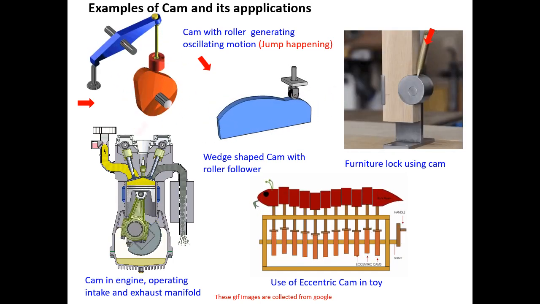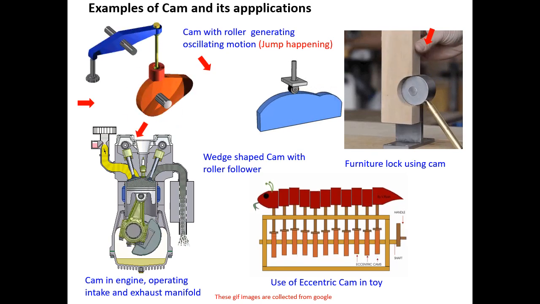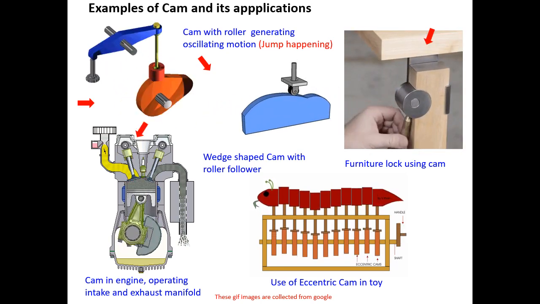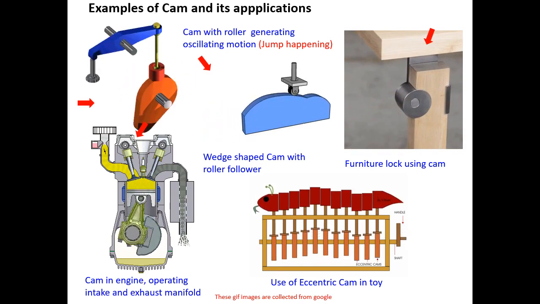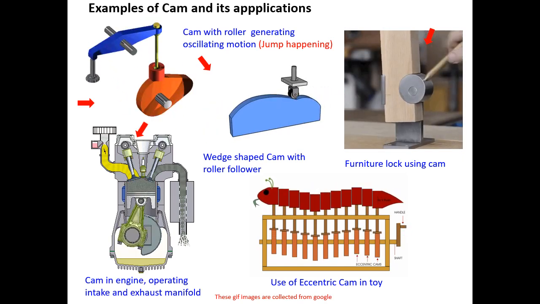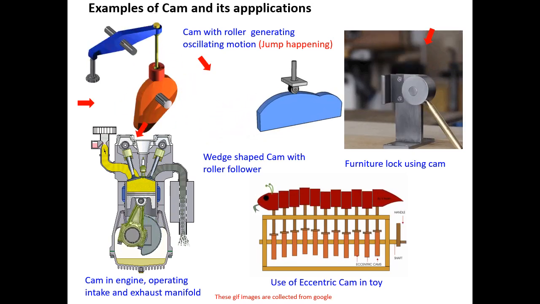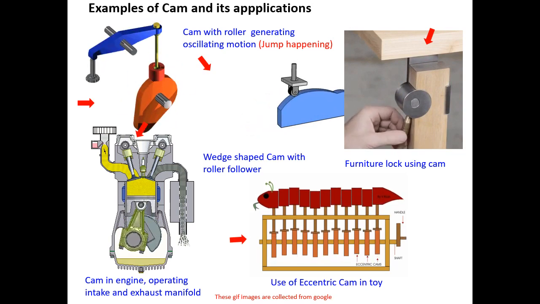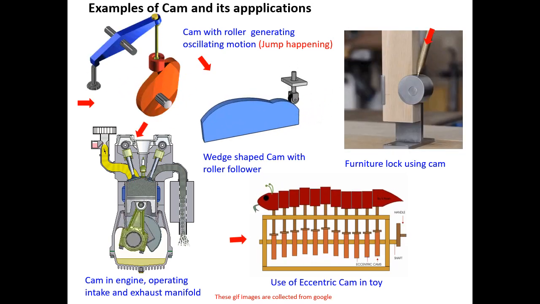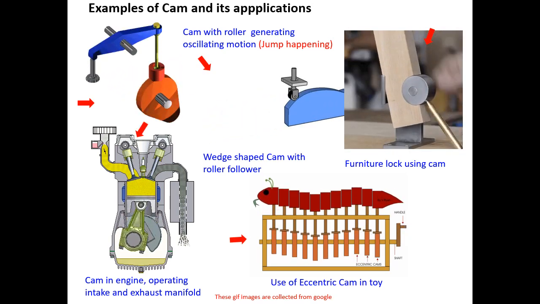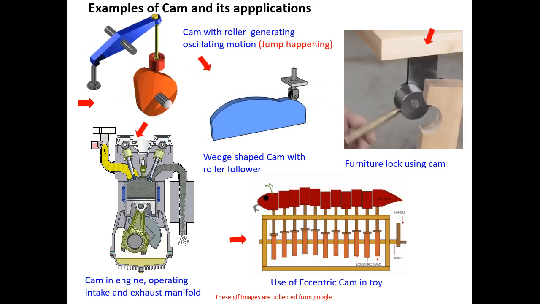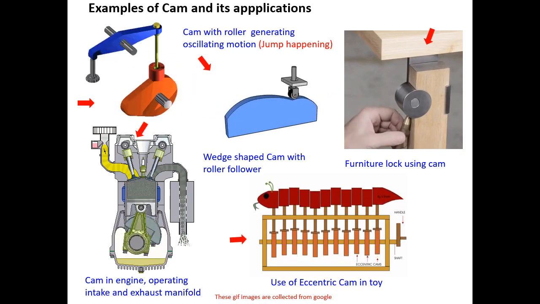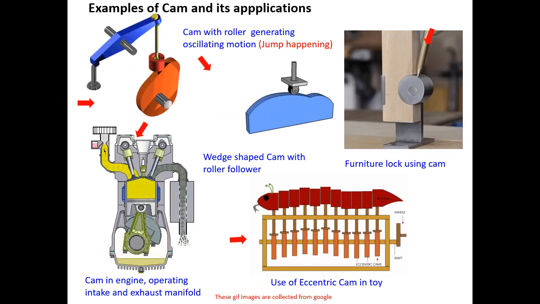Here in an engine you can see the cam is rotating, and because of this rotation, valve is moving to and fro. So it is controlling the intake and exhaust manifold. Again, in this eccentric cam, it is fitted in a toy, and though input to these particular eccentric cams are the same, because of this eccentricity, every part of this particular toy is moving independently.